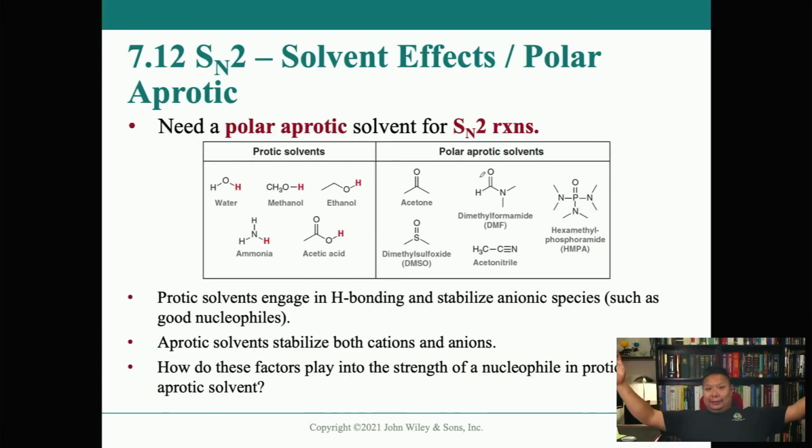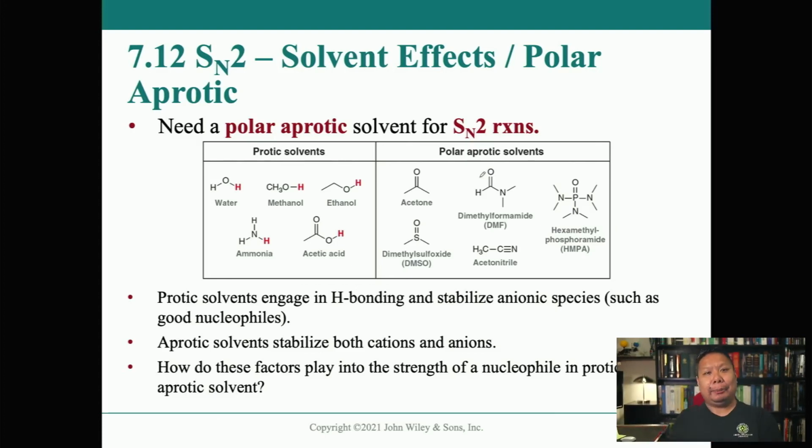All right. Solvent effects. I told you to put a pin on that DMSO thing. This is why. SN2 reactions require a polar aprotic solvent. Protic solvents engage in hydrogen bonding and stabilize anionic species such as good nucleophiles. And in an SN2 reaction, what do you need? You need a good nucleophile.